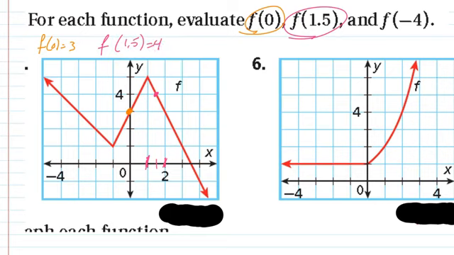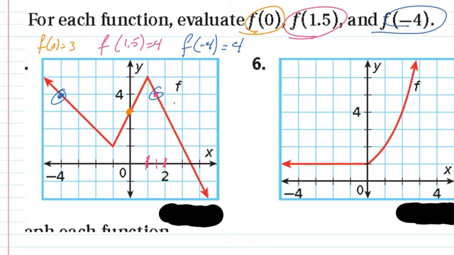And the last one, f of -4. So I come all the way back to negative 4 and I look at where I'm at. We would say the function at negative 4 is equal to, and my y value is 4. So the f of 1.5 and f of negative 4 come out to be 4 at the same exact spot. That's perfectly fine. We can see that this would pass a vertical line test, so yes, it's a function.